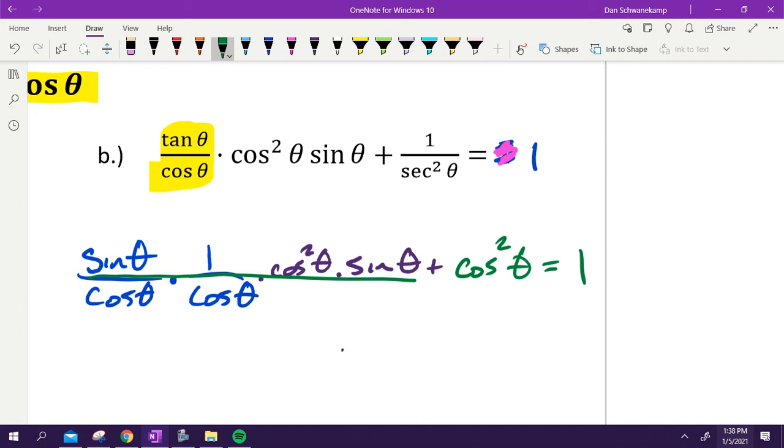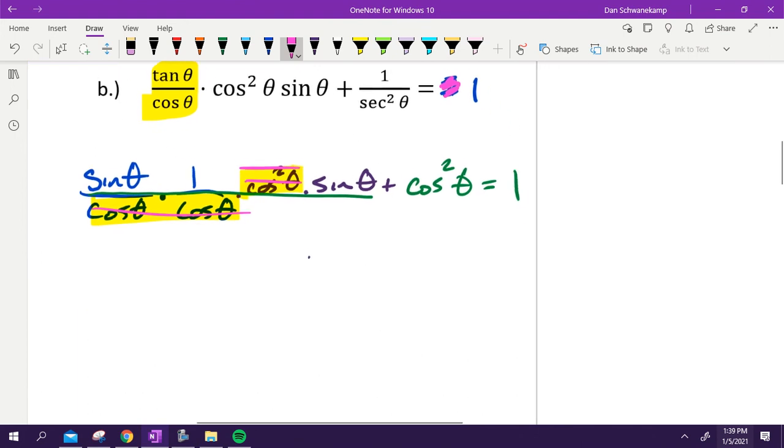Yep. Good. I have cosine squared on bottom. He's got cosine times cosine. That's cosine squared. What do you have on top? He's got a cosine squared on top. Those two things, two cosines on top, two cosines on the bottom, they cancel. Okay, they all cancel out.